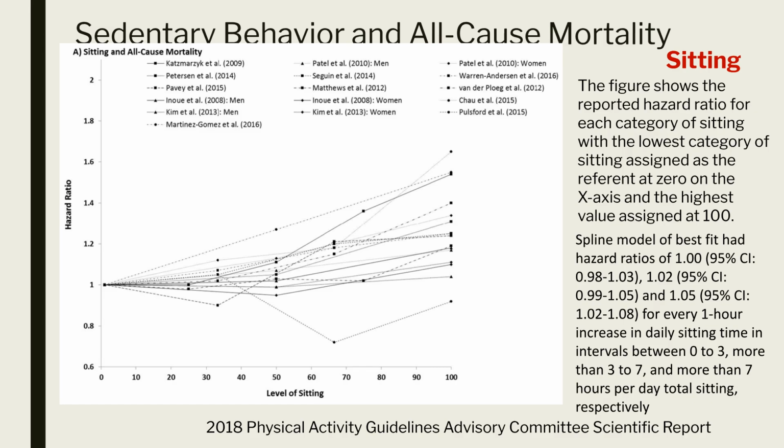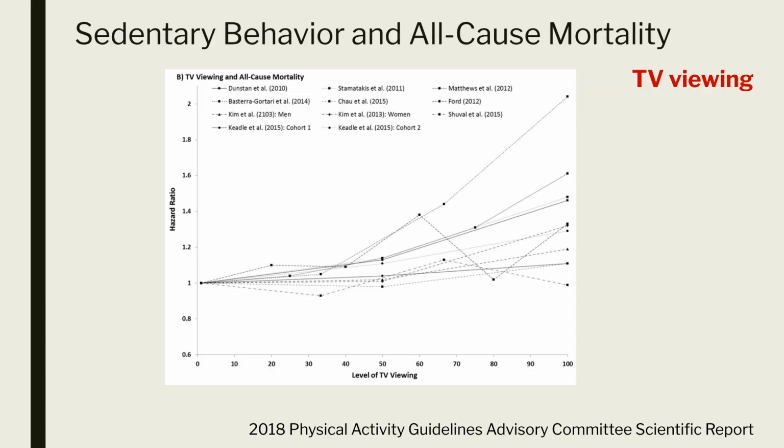As sitting time increases, the hazard ratio for all-cause mortality also increases, though some relationships are curvilinear. Despite variability across studies, the consensus is clear. More sitting is associated with higher mortality risk. Let's look at another graph. This figure illustrates the association between levels of television viewing and the hazard ratio of all-cause mortality. We can observe that TV viewing shows a steeper risk curve compared to total sitting time.